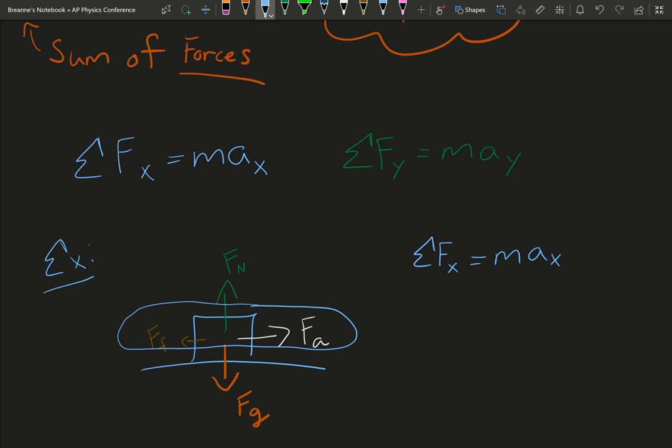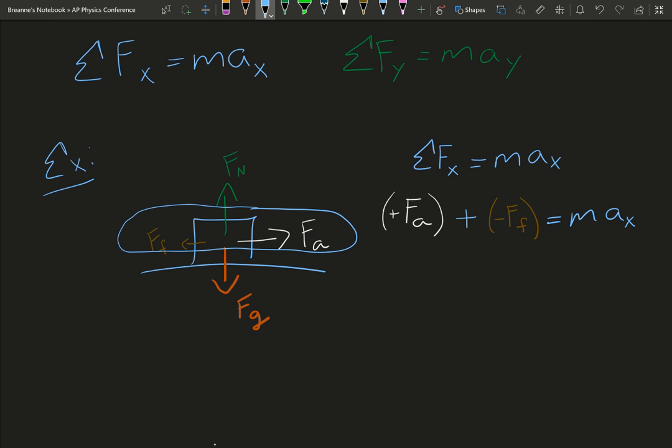X means horizontal. So we have a force applied and a force of friction. Now remember, direction matters. So our force applied is in the positive direction, so it should be a positive number. Plus, I'm going to add up all the forces. And then our force of friction is pointing to the left, so it's a negative force. Equals our mass times our acceleration in the x. So that'd be our equation for forces in the x direction.